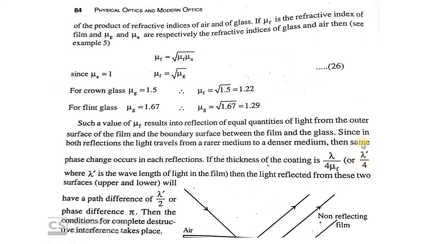The thickness of the coating is λ/4, which means the light reflected from the two surfaces, upper and lower, will have a path difference of λ/2, that is λ/4 plus λ/4. That is equivalent to λ/2, corresponding to a phase difference of pi. This indicates a condition for constructive interference. So always you will get a condition for interference, and choosing this condition helps in reducing the reflectivity.